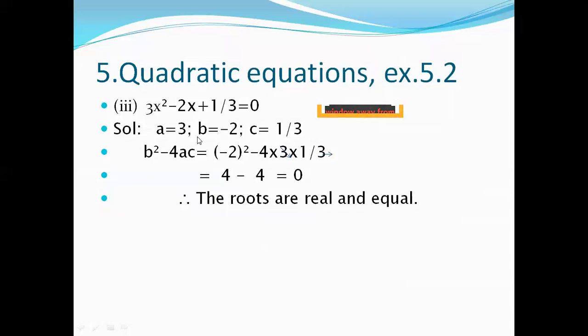a is equal to 3, b is equal to minus 2, c is equal to 1 by 3. Then b square minus 4ac is equal to minus 2 whole square minus 4 into 3 into c value, 1 by 3. Denominator 3 and numerator 3 both will be cancelled. Minus 2 whole square means minus 2 into minus 2, which is plus 4. So we get 4 here. Here both 3s are cancelled, so 4 into 1 is again 4. 4 minus 4 is 0. We got discriminant value 0. Therefore, the roots are real and equal.